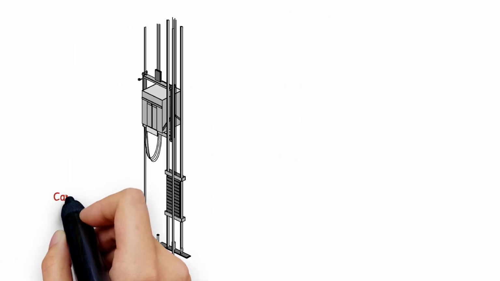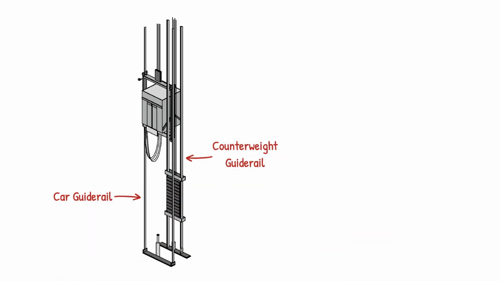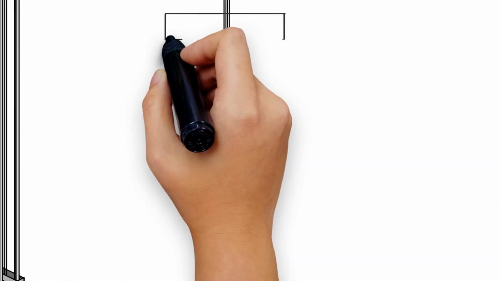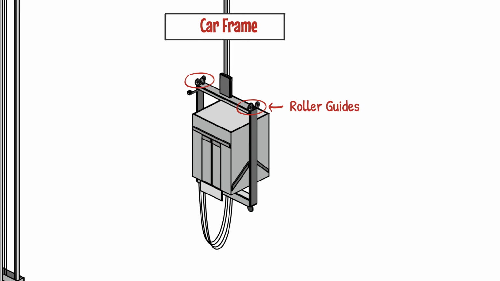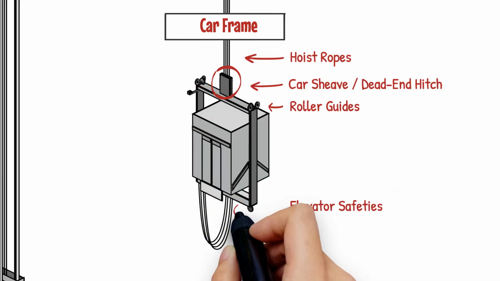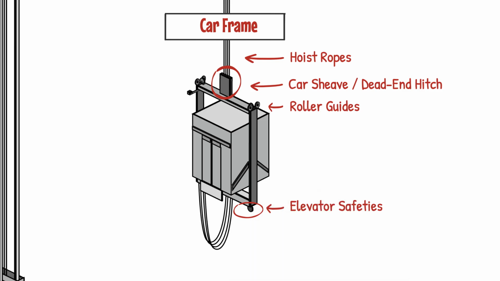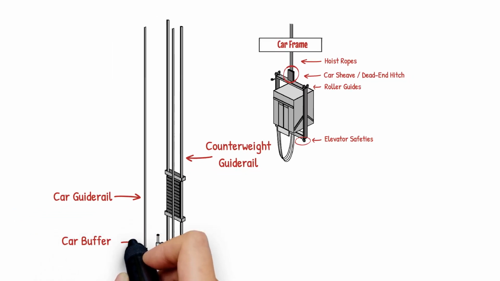Guide rails are installed vertically in the hoistway to guide and direct the course of travel of both the elevator car frame and counterweights. The car frame is a steel structure that the car/cabin rides upon. The car frame includes roller guides, which ride on the rails, the car shiv or dead end hitch, which is where the ropes attach to the elevator, and the elevator safeties, which is what stops the elevator in an overspeed situation. The pit houses buffers for the car and counterweight, which act as a final resort safety feature if either over travel in the hoistway and the other safety measures fail to stop them.